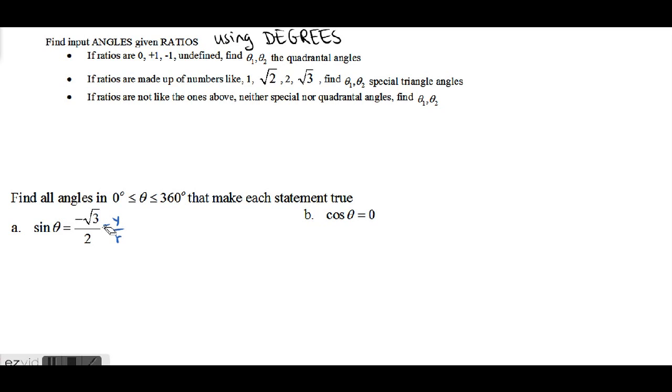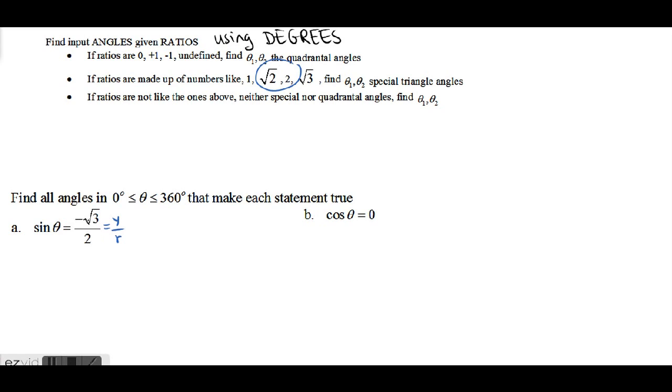Then I would ask myself, is that a possible ratio for a special triangle? Something to keep in mind: the root 2 is always the radius for an isosceles triangle that has a 45-degree angle, and the 2 is always the radius of the 60, 30, 90 triangle. So because the radius here is the 2, I believe this would be the special triangle, and the root 3 is part of that one.